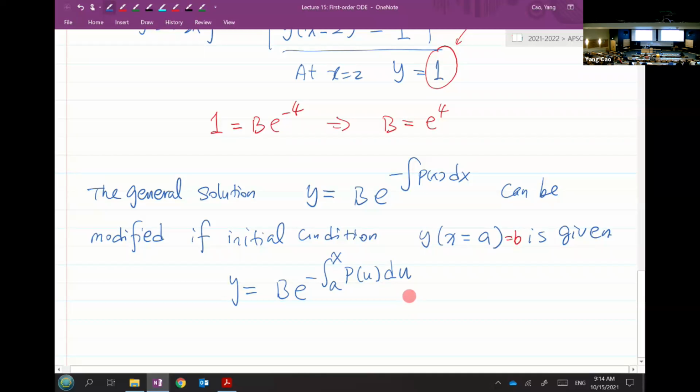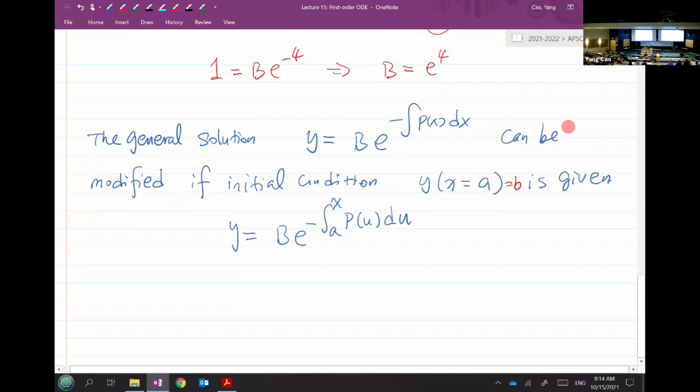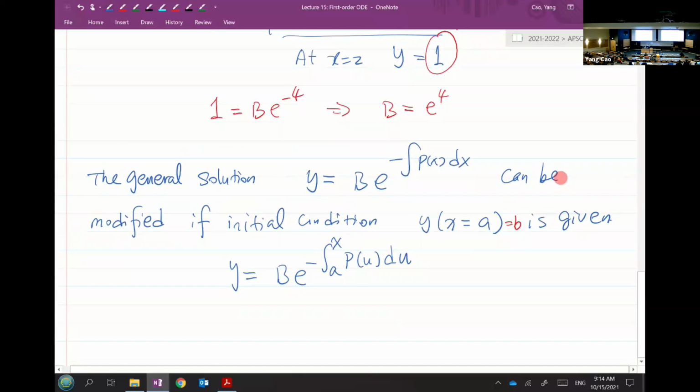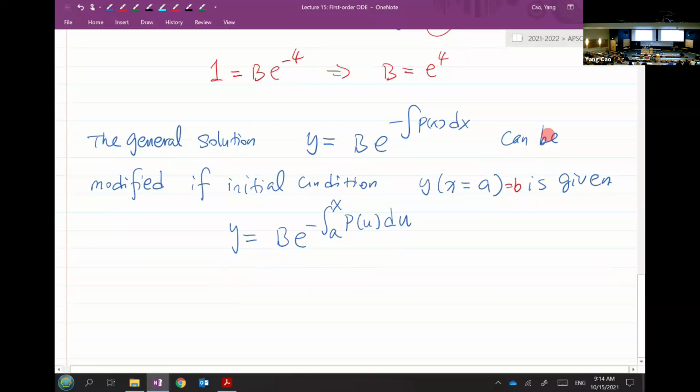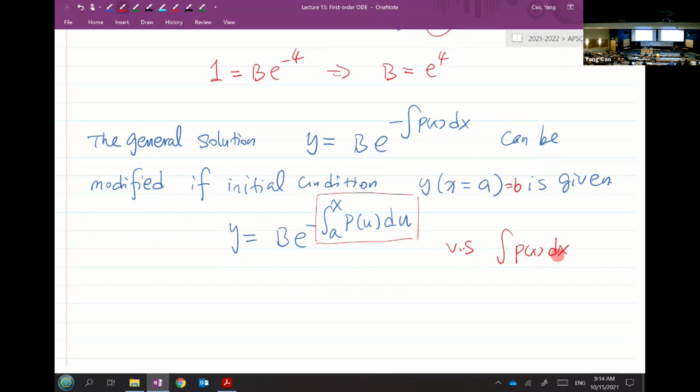You might wonder, how could you do that? It's actually quite straightforward, because first of all, if you compare this with this p of x dx, if you compare these two integrals, can anybody tell me what's the difference between these two?